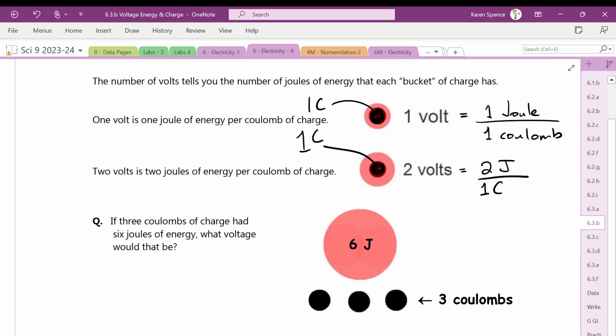So here's a little question for you. What if I gave you 6 joules of energy in total, and I gave you 3 coulombs of charge? What would the voltage be? See if you can figure that out. Once you've come up with your best guess, check and see if your partner got the same answer.